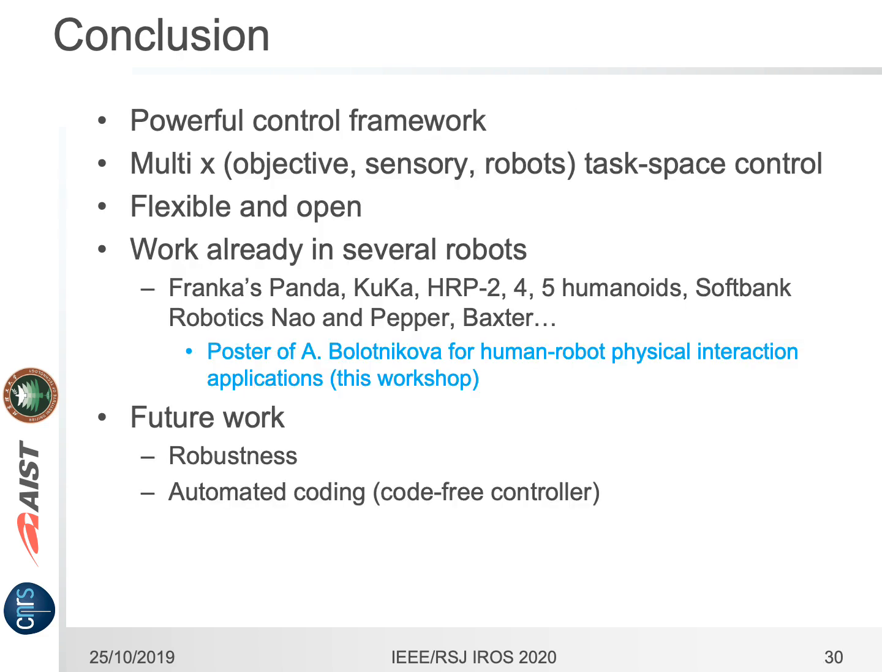Let's conclude our talk. MC-RTC is a powerful task-based control framework that achieves multi-objective sensory and robots' complex behaviors. It's open source and flexible for all kinds of users, students, researchers, and robotic providers. It has already steered several robots, among which humanoids.